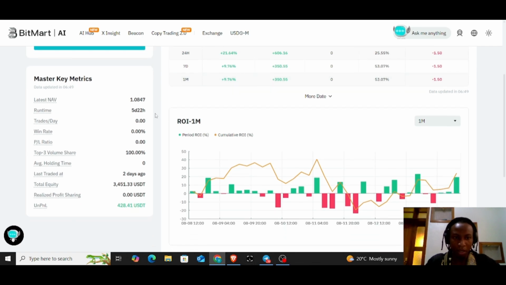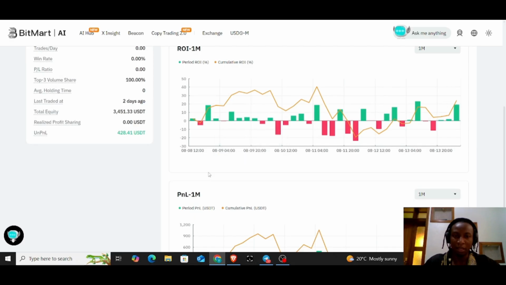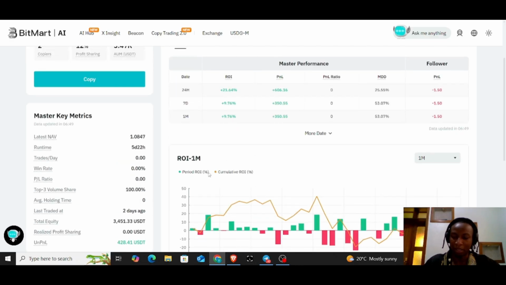So there's a bunch of key metrics that I would like you guys to also look at here on the left side. As you can see, the runtime, 5 days and 22 hours. And you can see some of the win rates here, the P&L ratio, top 3 volume share, last traded 2 days ago, right? And you could follow some of the trades, the patterns, where he lost, where he won, right? And that's the ROI within that monthly time span, right? Too as well.